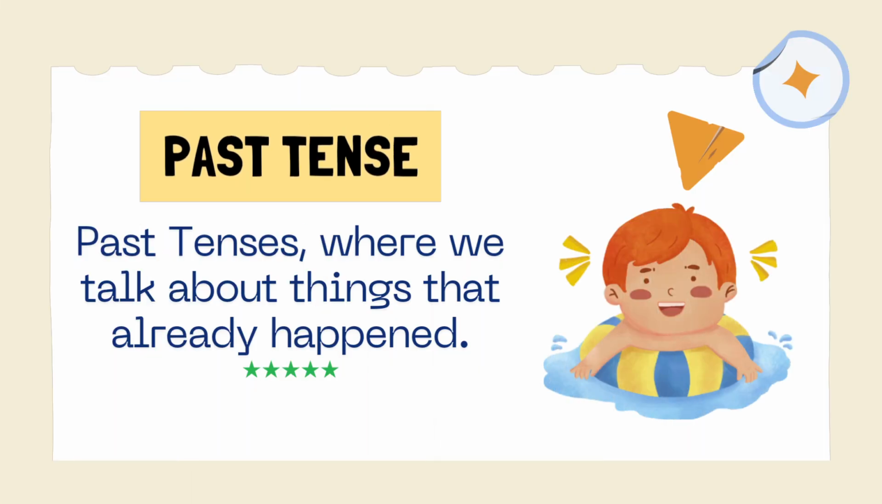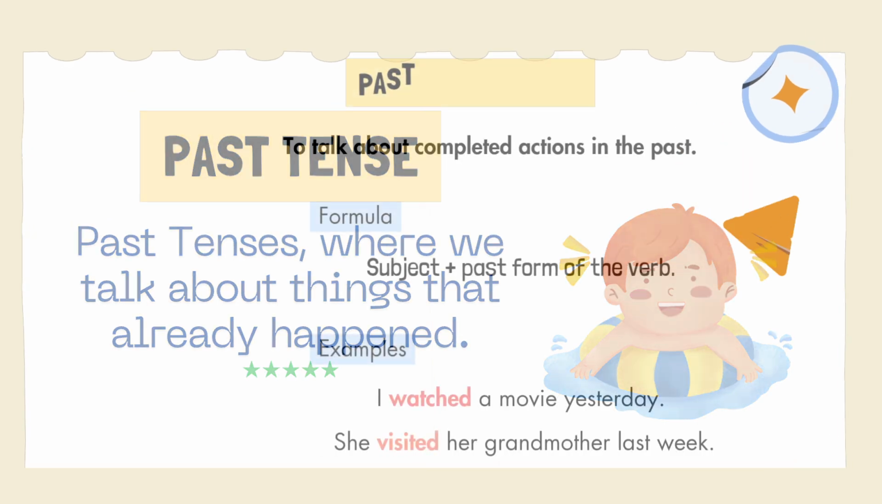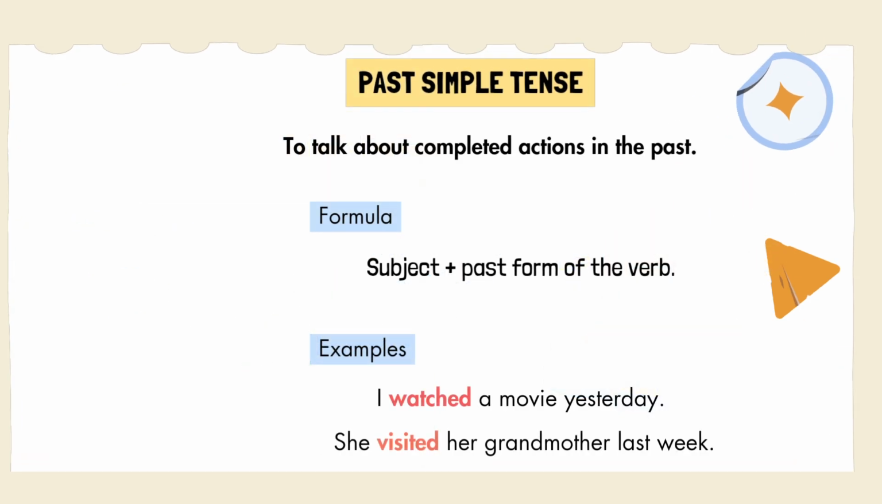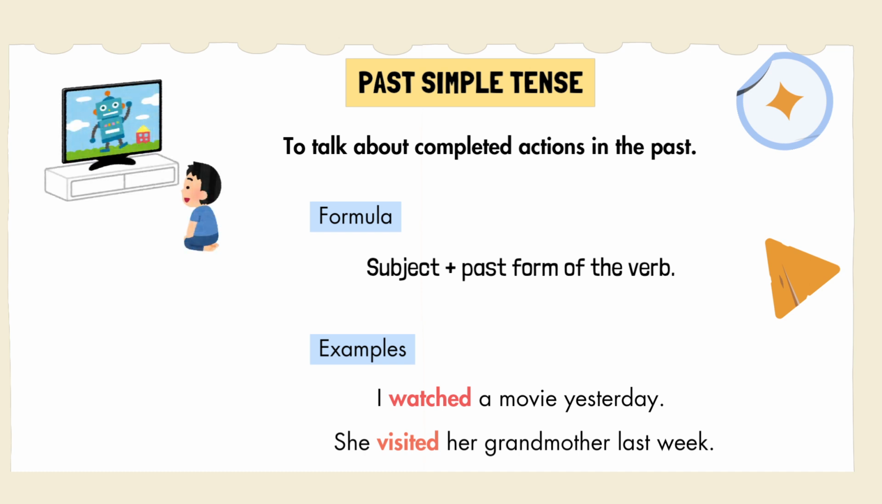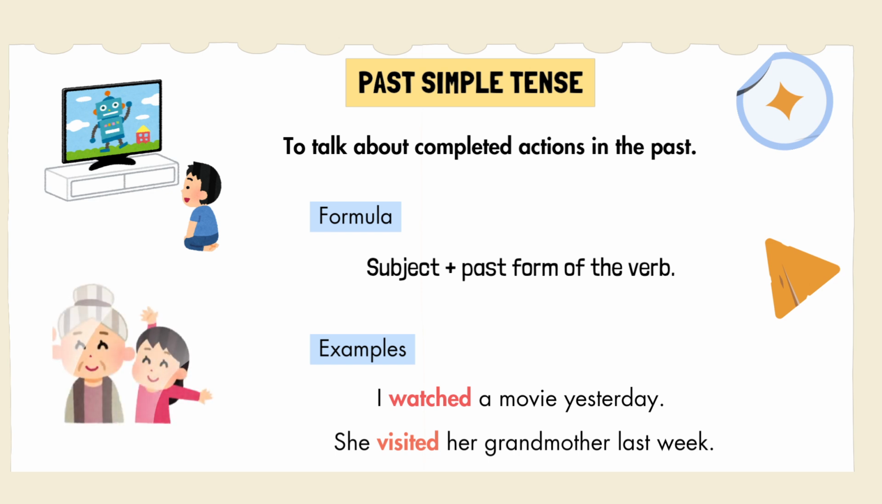Now, onto the past tenses, where we talk about things that already happened. First is past simple, which is used to talk about completed actions in the past. Formula is subject plus past form of the verb. For example, I watched a movie yesterday. She visited her grandmother last week. Easy, right? Just use the past form of the verb.